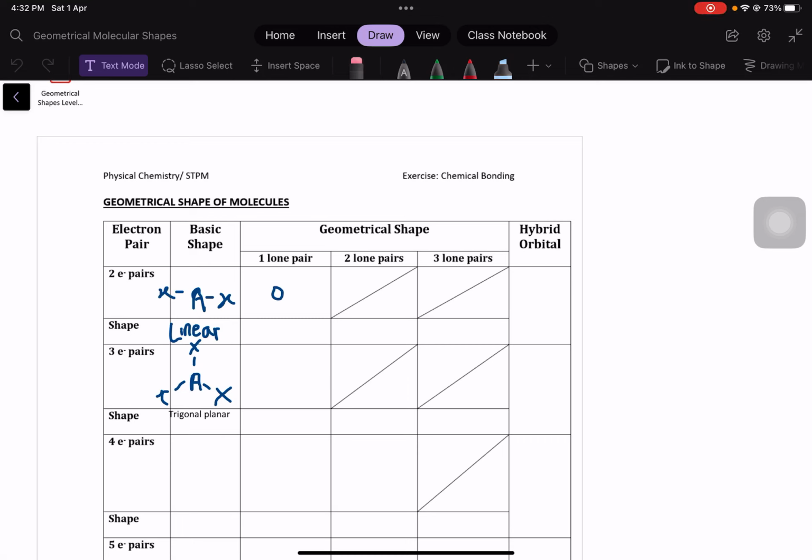This video is to assist and to revise the geometrical shape for molecules.